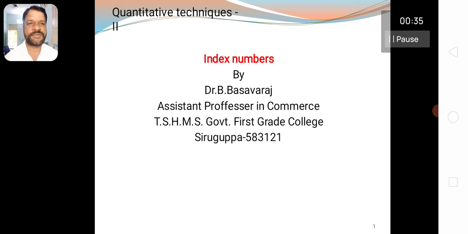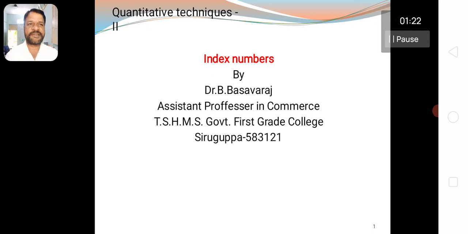In the third semester we have discussed the meaning, definition, functions, and the characteristics, the limitation of the statistics, and also the primary and secondary sources of collection of data, and measures of central tendency: mean, median, mode, geometric mean, harmonic mean, and measures of dispersion: mean deviation, standard deviation, coefficient of variation, and so on, and skewness.